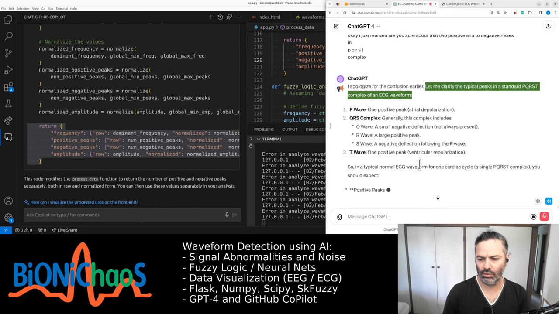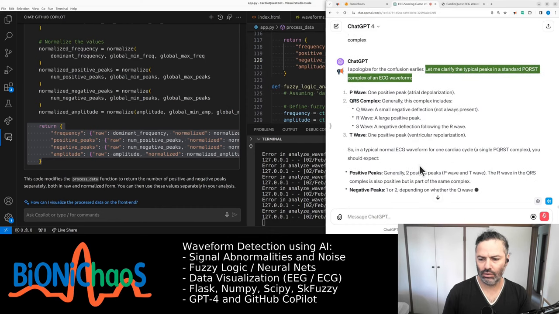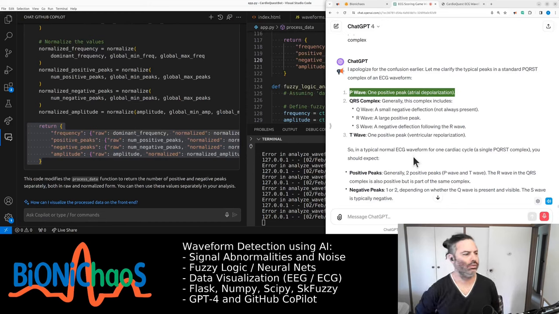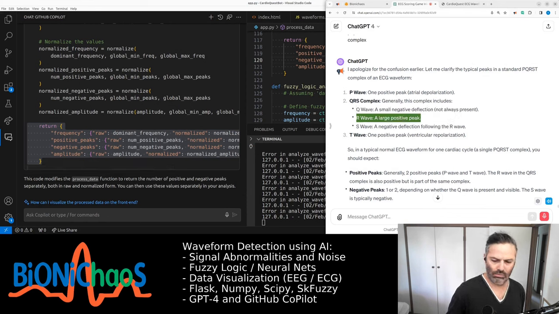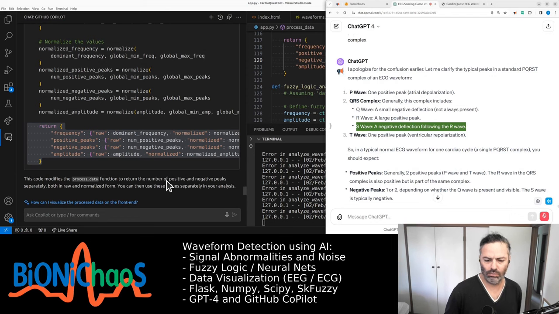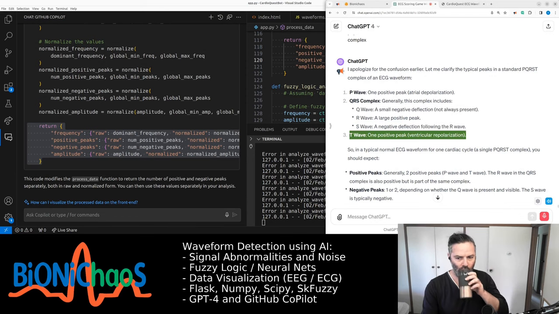I apologize for the confusion earlier. Let me clarify the typical peaks in a standard PQRST complex of an ECG waveform. P wave, one positive peak, atrial depolarization. Q wave, a small negative deflection, not always present. R wave, a large positive peak. S wave, a negative deflection following the R wave. T wave, one positive peak, ventricular repolarization.